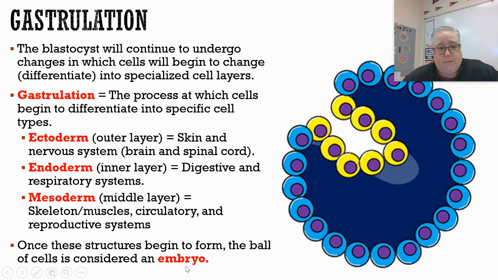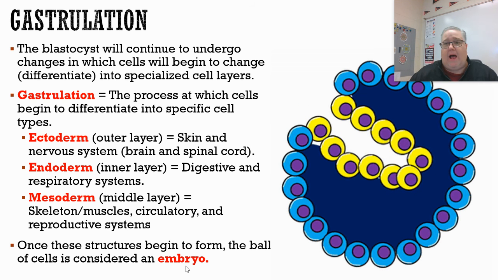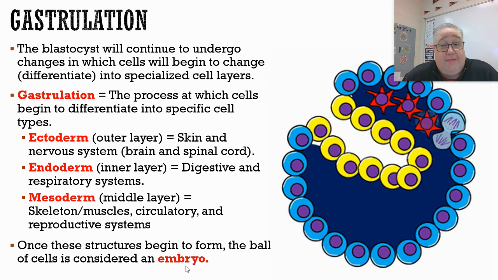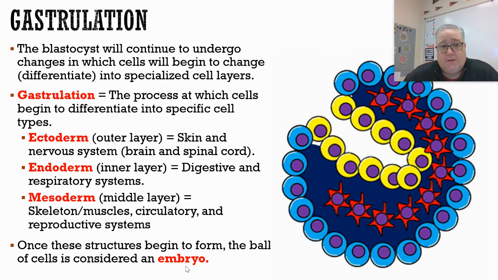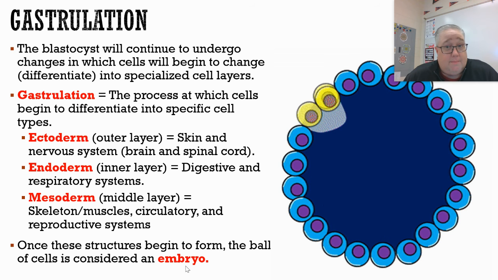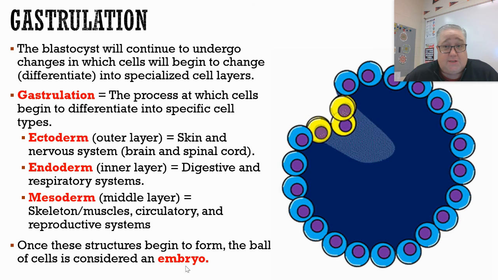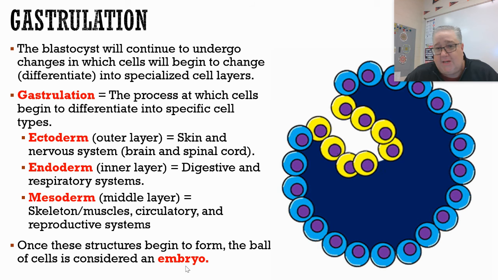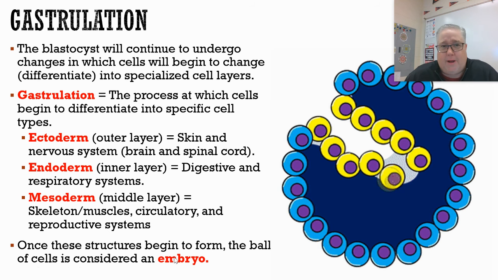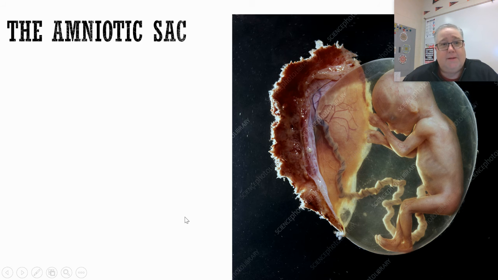Now, here's another thing too: you've heard this word before, embryo. Once this process of gastrulation starts to occur, then we can start considering this ball of cells to be an embryo. Those cells are starting to become specific types of cells, and at that stage, we basically call it an embryo. And so the embryo is going to continue to develop.